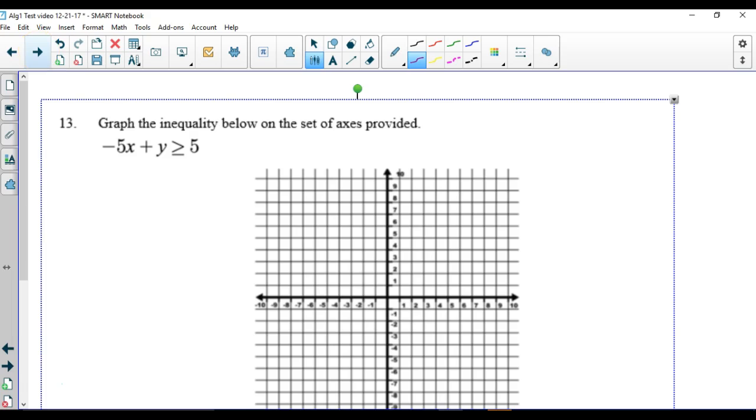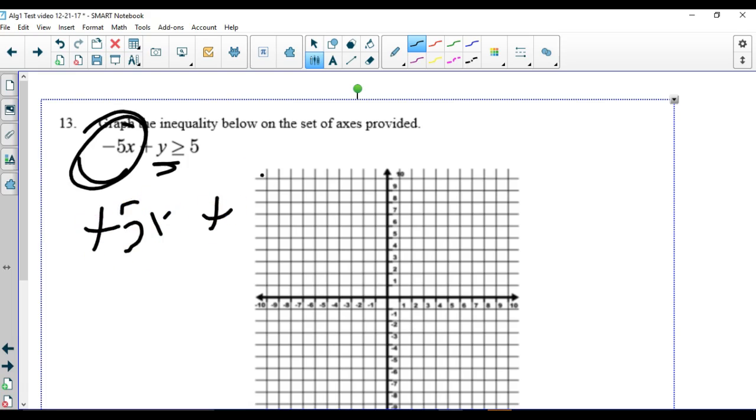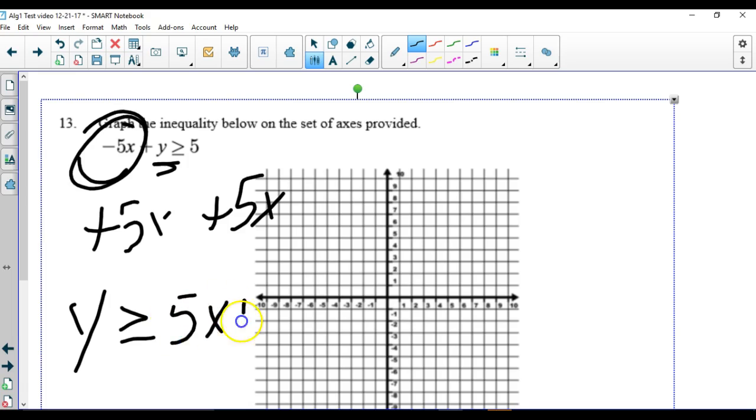Okay. Graph the inequality below. Let's talk about inequality. So you got to get y by itself. So in order to get y by itself, you have to get rid of this negative 5x. In order to get rid of negative 5x, you're going to add 5x to both sides. So now you're going to simply get y is greater than or equal to 5x plus 5.